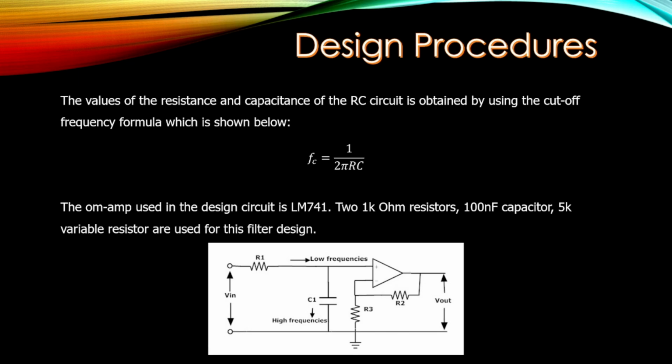The resistance and the capacitance of the RC circuit in the active low pass filter can be calculated using the formula below. The components used for the filter circuit design are an LM741 op-amp, two 1 kilo ohm resistors, a 100 nanofarad capacitor, and a 5 kilo ohm variable resistor.